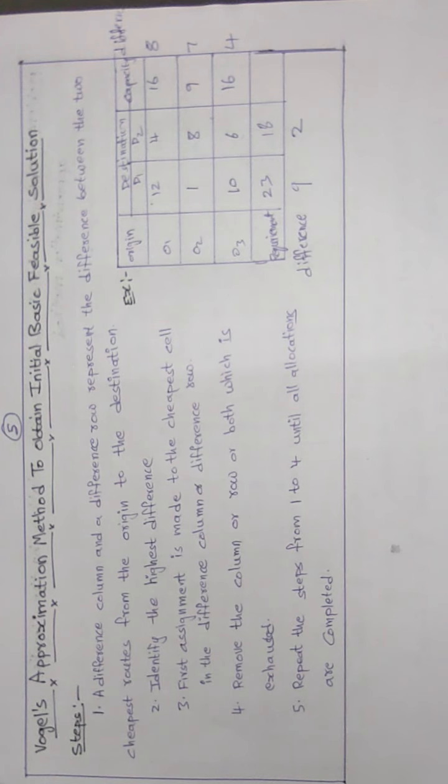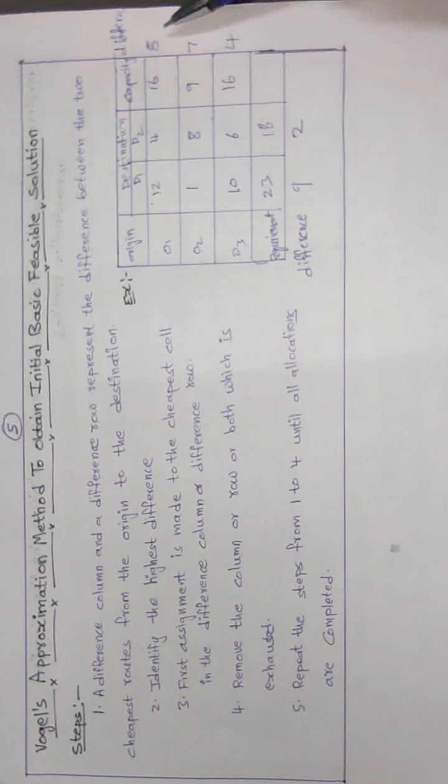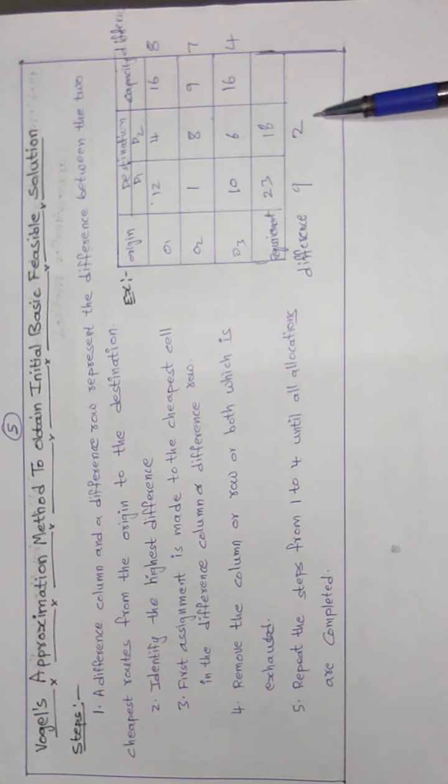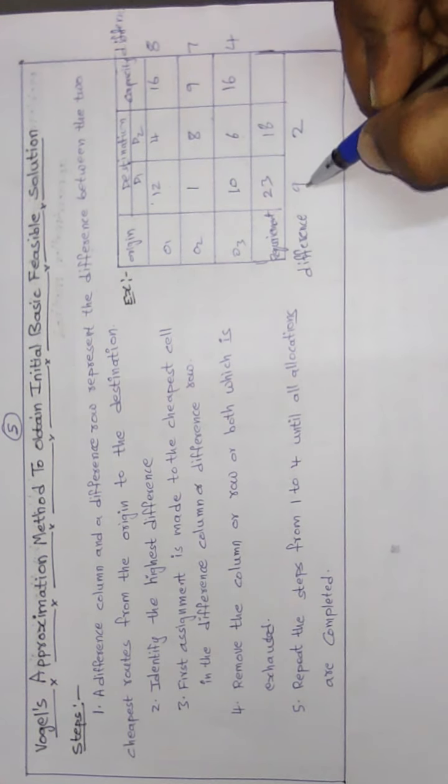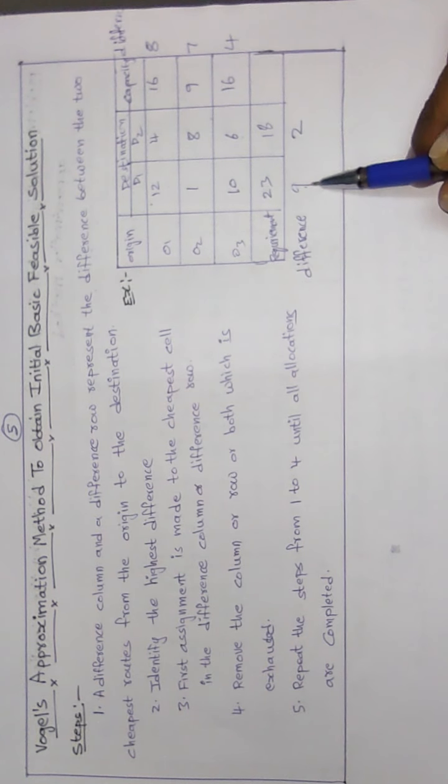What is the second step? Identify the highest difference. That means we have calculated the difference values. Among these difference values, we have to identify the highest value among 9, 2, 8, 7, 4. Which one is the highest value? 9 is the highest value. So that we have to identify. Here in this problem 9 is the highest value.